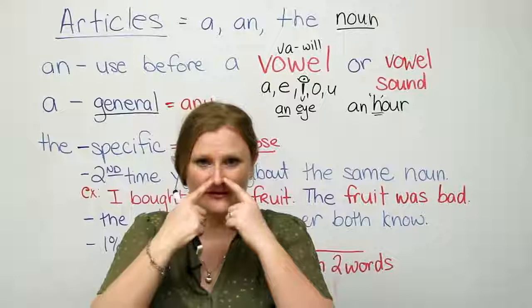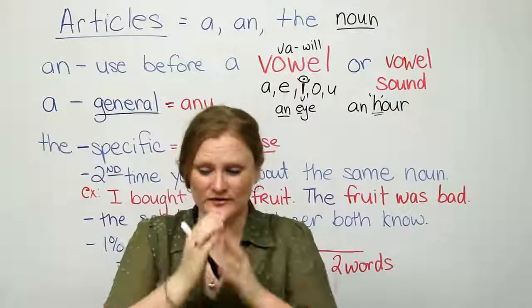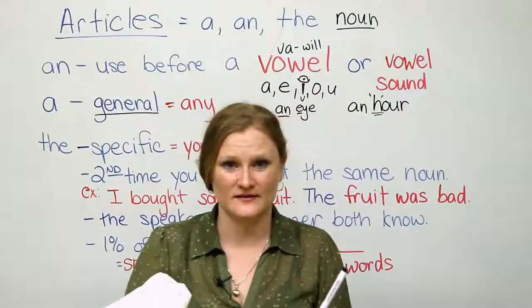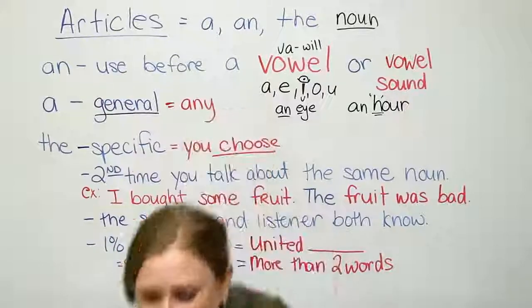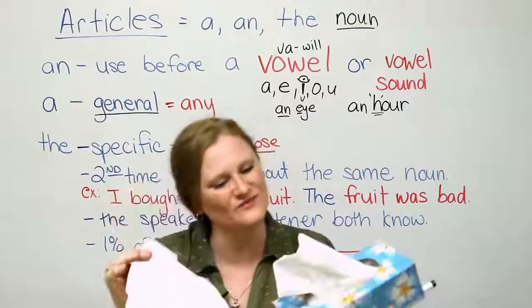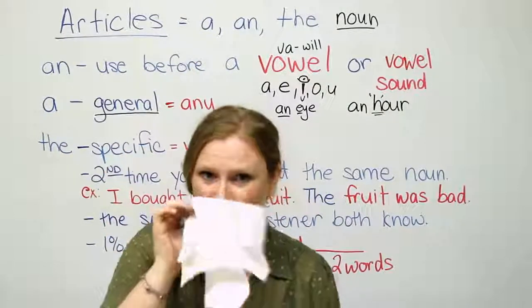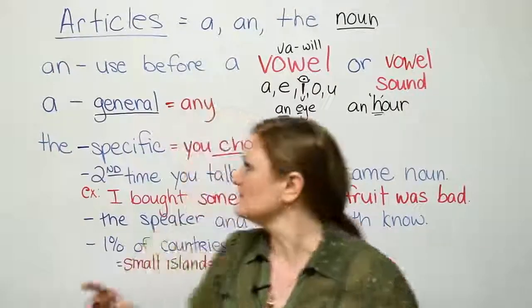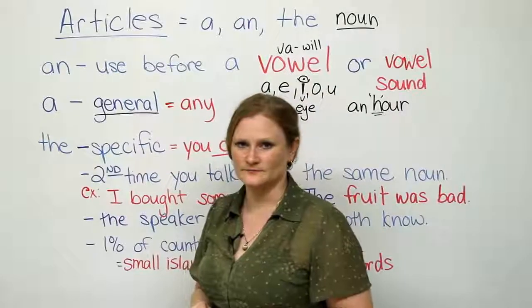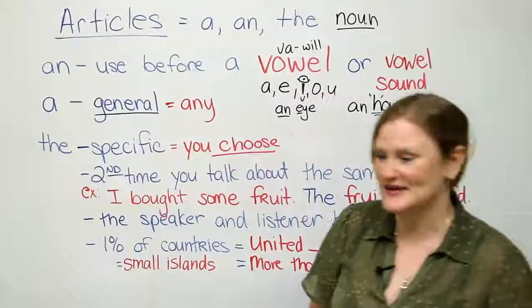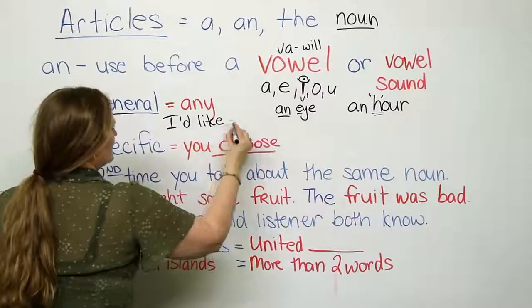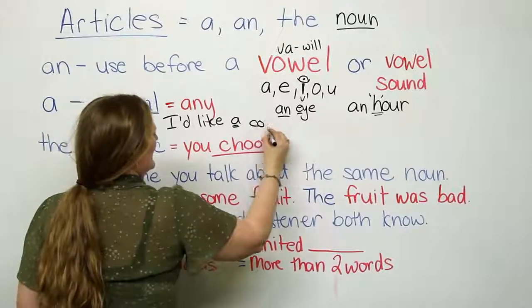If my nose was stuffy and I had to blow my nose, I would ask someone, "Do you have a Kleenex?" I don't have to go through the box of Kleenexes. "No, I don't want that one. No, yes, this, no." You're just going to get a Kleenex and you're going to blow your nose. Okay? So, a and an, the only difference is that an you use before a vowel. As an example, you can say, "I'd like a cookie."